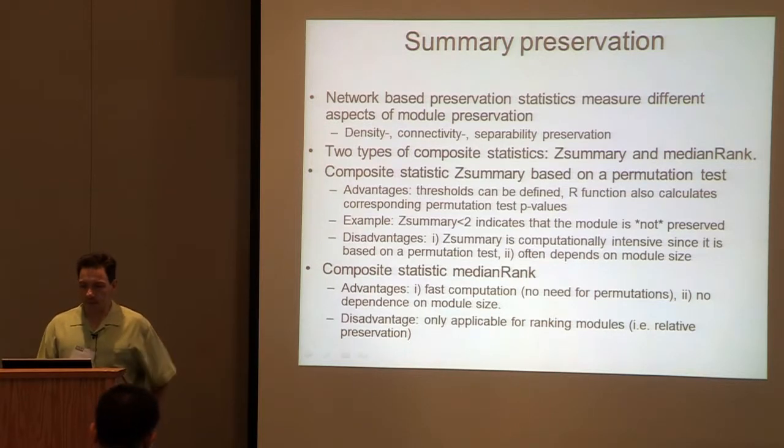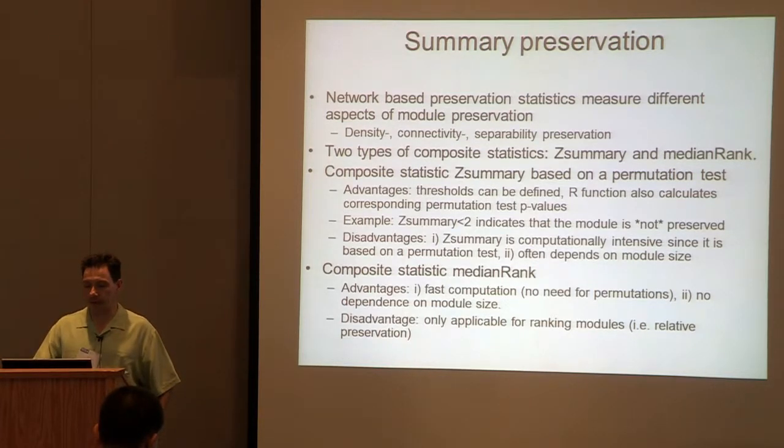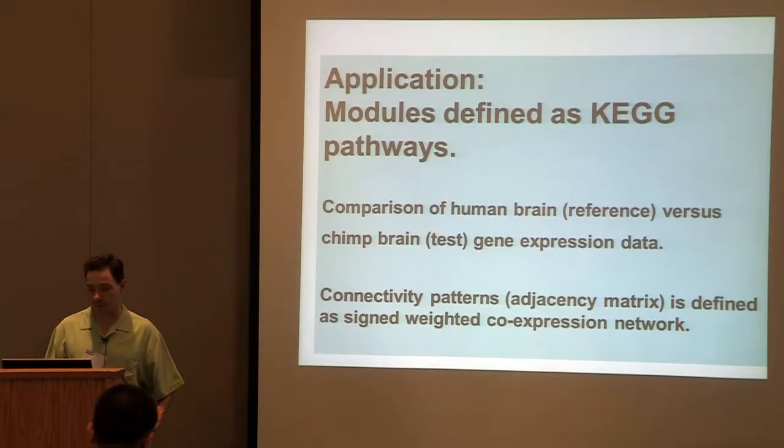So what I just said is summarized here. What you need to take away is there are 2 composite statistics, Z summary and median rank. And although this talk may have been slightly complicated, I give you R code that accomplishes it. And you need to become an intelligent user of reading that output.